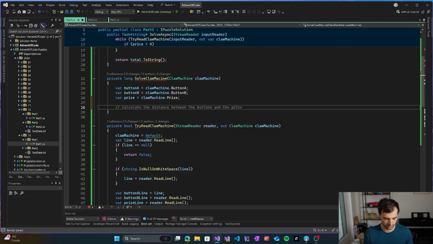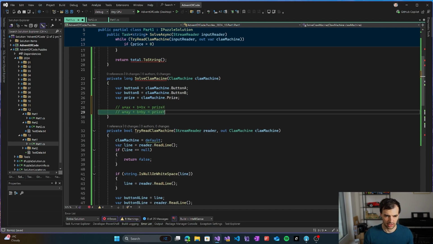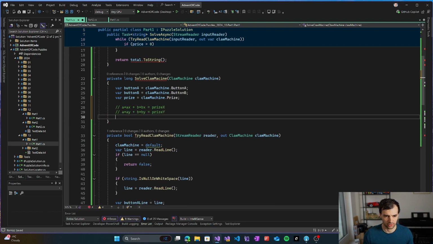We have to press B times BX plus, or sorry, A times AX plus B times BX to end up with price X. And for Y coordinates, it's going to be this way. So we need to solve these two equations. To solve it, we will have A equals price X minus, yeah, thanks Copilot for the help here.